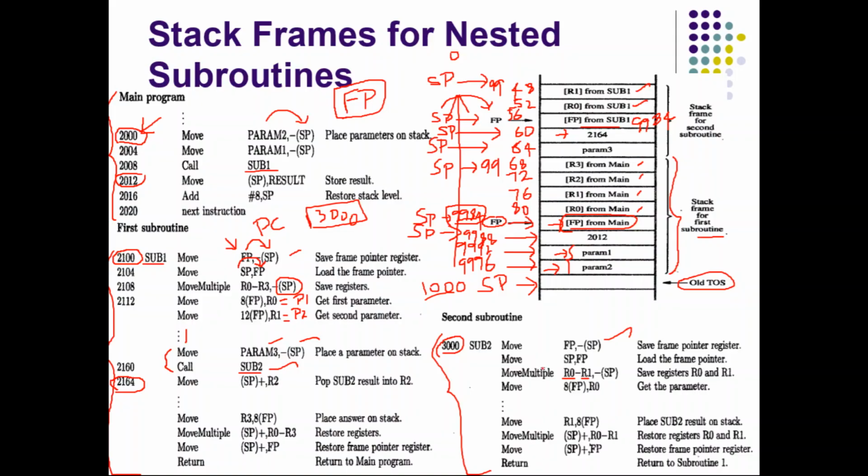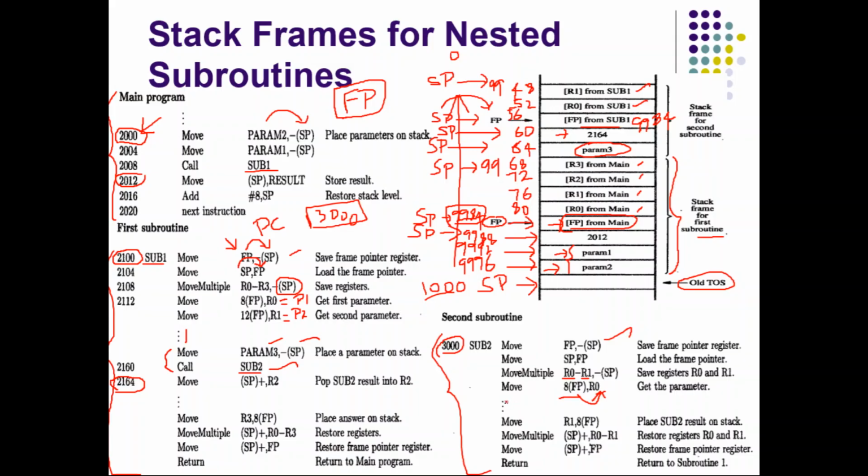So what we are doing, move 8 of FP comma R0, is index addressing mode. Here FP is 9956 plus 8. 9956 plus 8 is what? 9964. That will give the parameter 3, and that will be moved to R0. But here FP is not incremented or decremented. You can see we are just adding something to FP, but FP is still pointing to 9956 only.